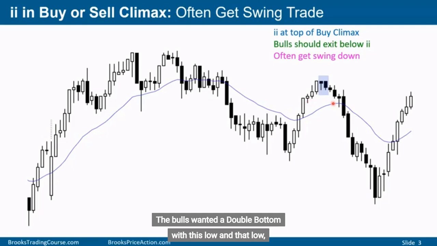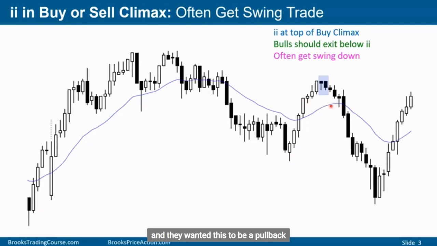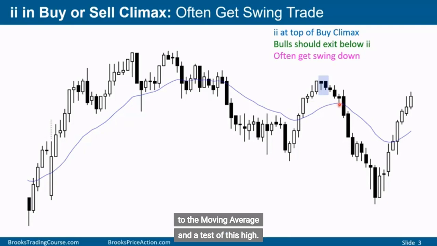The bulls wanted a double bottom with this low and that low, and they wanted this to be a pullback to the moving average and a test of this high. They wanted the bull trend to continue, and instead we went outside down. We had a big bar closing on its low, and then we had a second consecutive big bar closing on its low. The math is very good for shorting below these consecutive bear bars. It's a bear surprise. However, the risk is big. The stop is further away. You're later in the trend, and the reward is less, but the probability is higher shorting that than it is this.